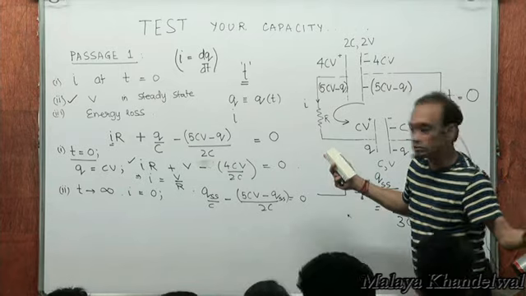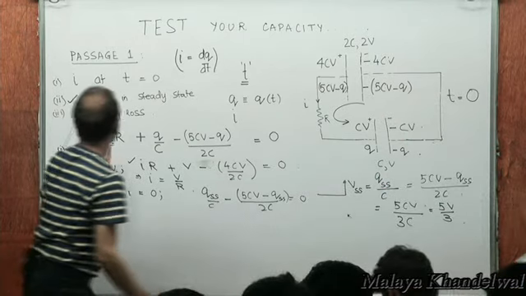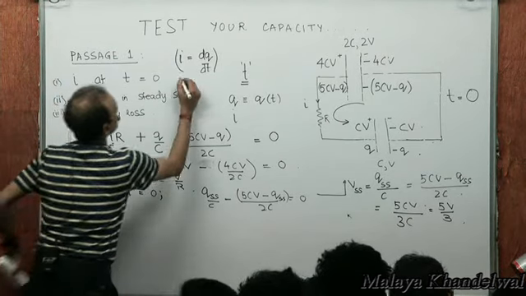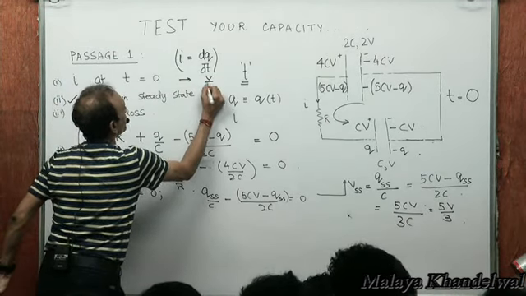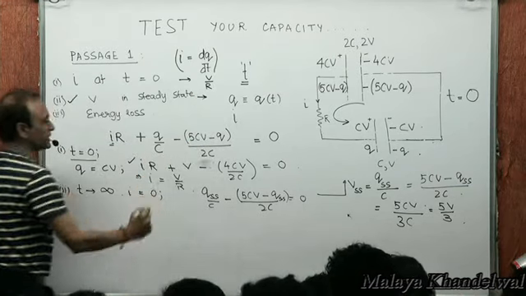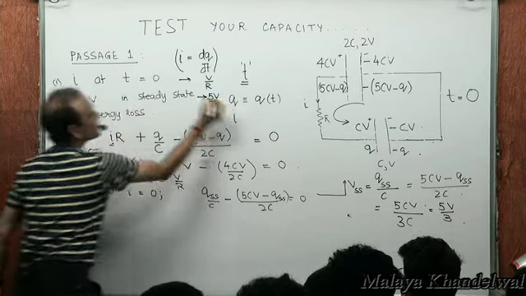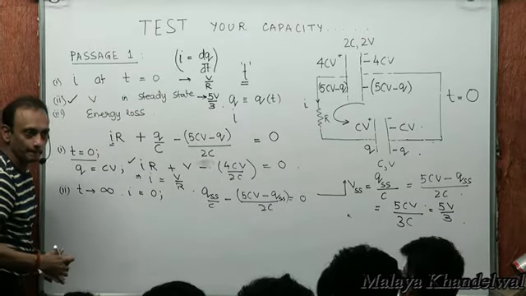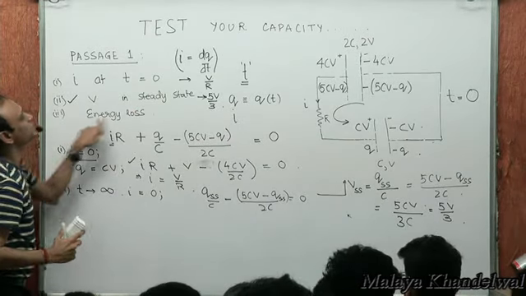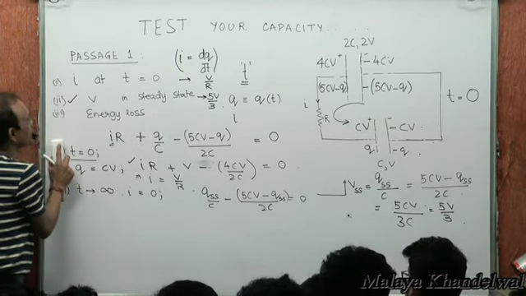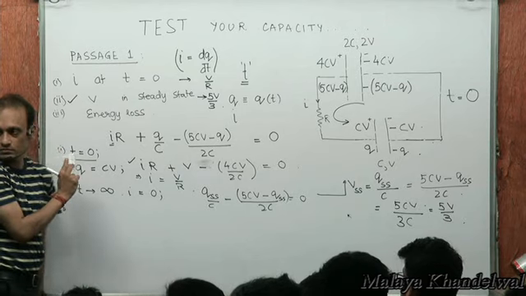Yes or no? Right? So I know the current at time t equal to 0, which is V by R. And I know the steady state potential drop across each capacitor, which is 5V by 3. How about it? Right? Now, I need to find the energy loss. That's a fairly simple proposition. Can I wipe this off and compute the energy loss?